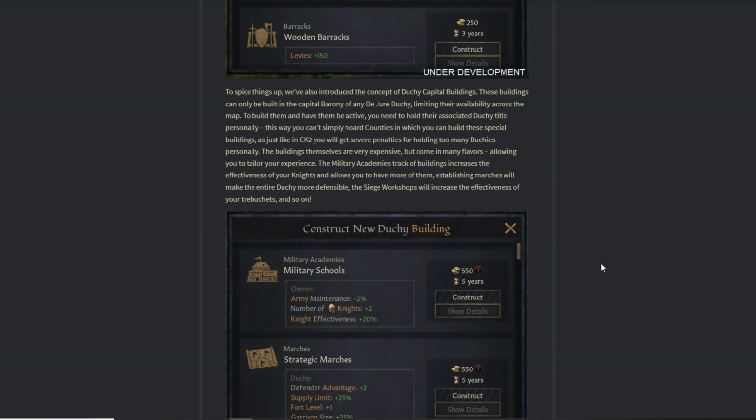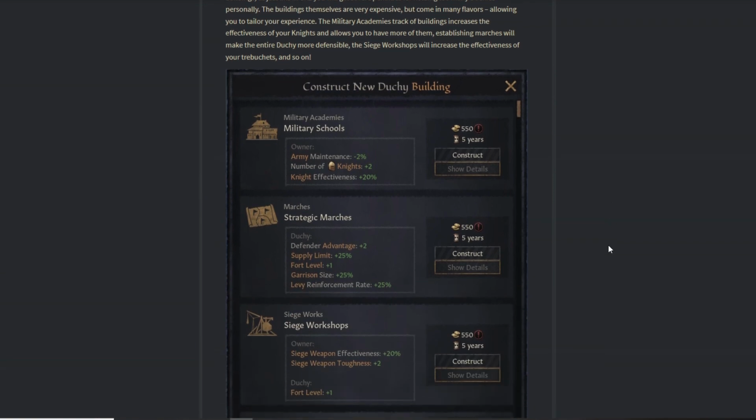The buildings themselves are very expensive, but come in many flavours, allowing you to tailor your experience. The Military Academy's track of buildings increases the effectiveness of your knights and allows you to have more of them. Establishing marches will make the entire duchy more defensible. The siege workshops will increase the effectiveness of your troop trebuchets and so on.